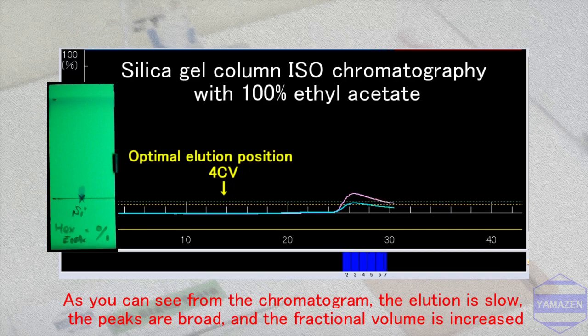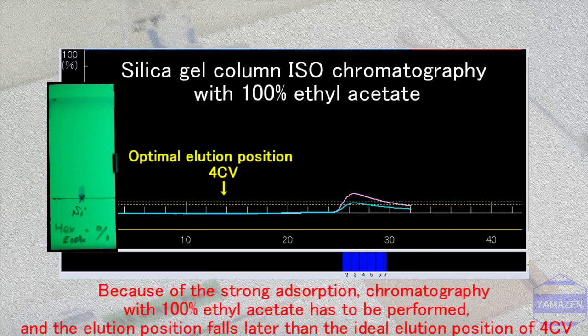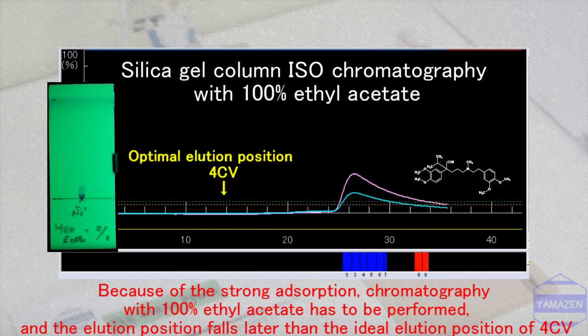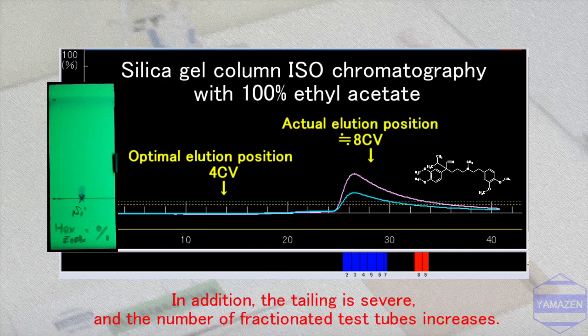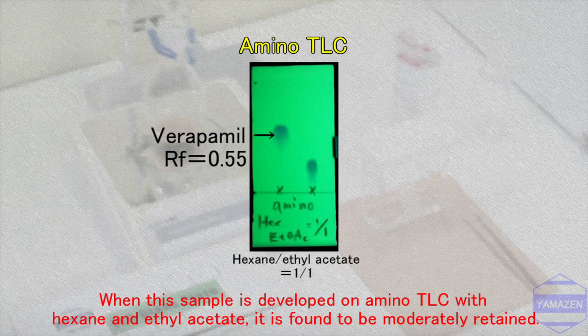increased. Because of the strong adsorption, chromatography must be performed with 100% ethyl acetate, and the elution position falls later than the ideal 4 column volumes. In addition, we also encounter severe tailing, and the number of fractionated test tubes increases. Alternatively, when the same sample is subjected to an amino TLC using hexane and ethyl acetate, it is properly retained.